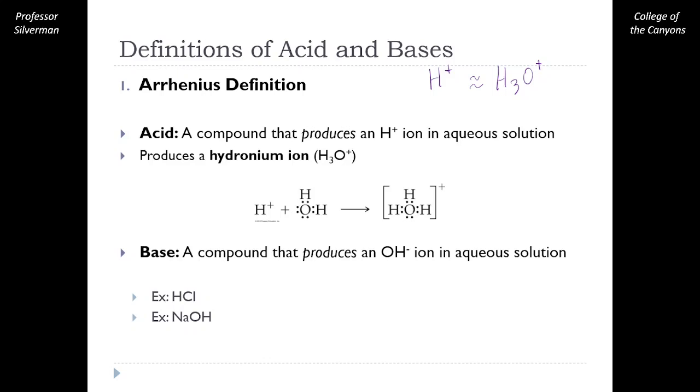We have some examples. HCl is going to be an acid. It will dissolve and produce some H+ ions as well as some chloride. Whereas our sodium hydroxide will dissolve and produce that hydroxide as well as some sodium. It's the fact that we are producing these H+ and OH- ions that makes these compounds acids or bases, respectively.